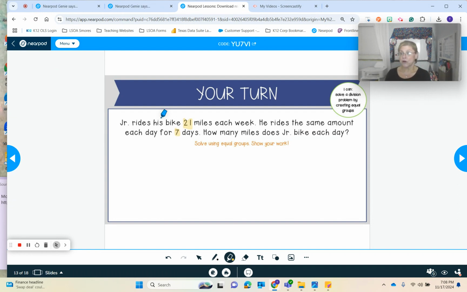How many miles does Junior ride each day? So how many miles? How many dots? You can even do M's in each group, for the miles. So work it out. So pause this recording and solve this problem. I'll meet you on the next slide.